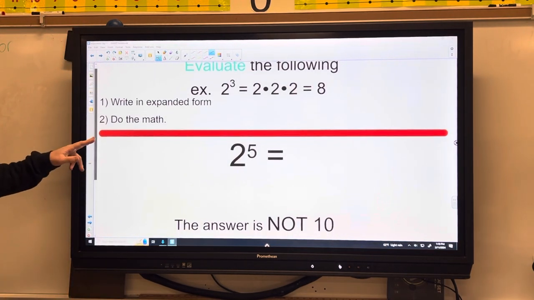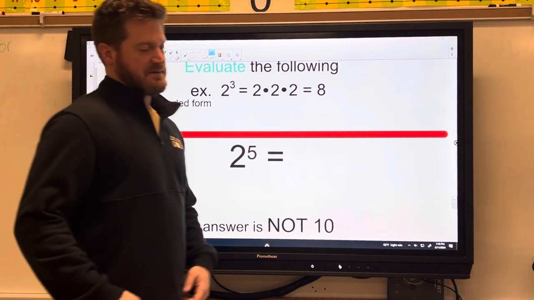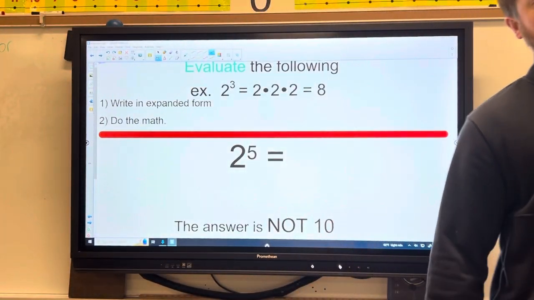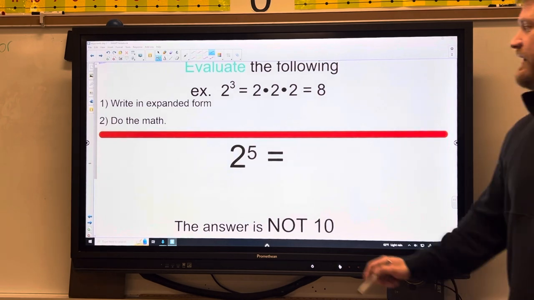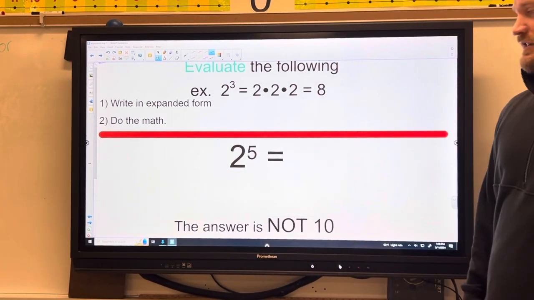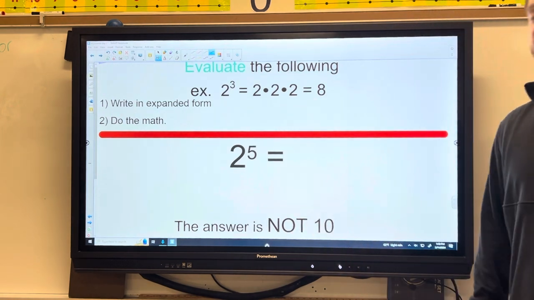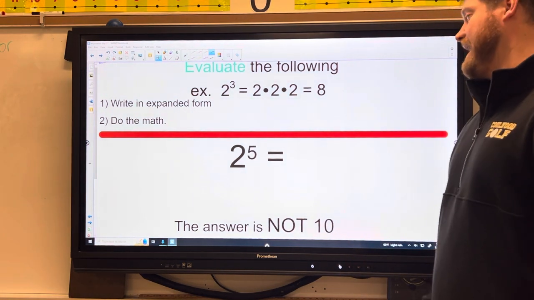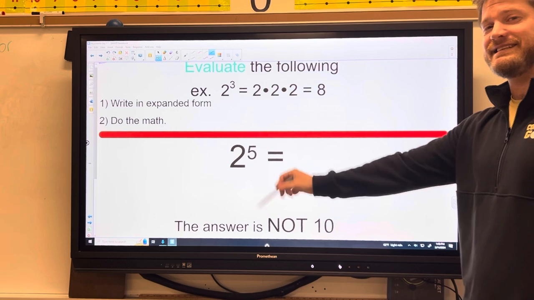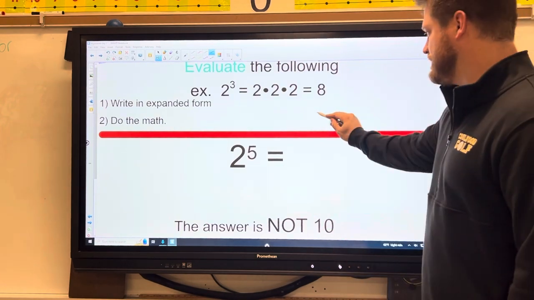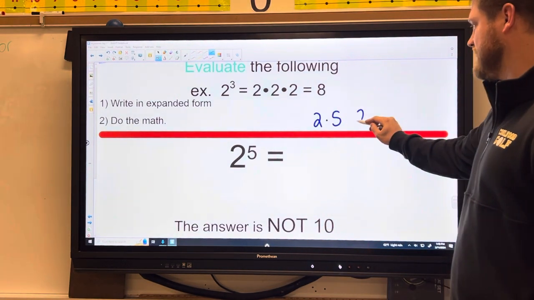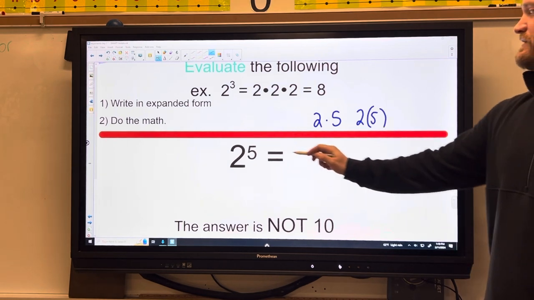Now the fun stuff, actually solving it. 2 steps. First, you want to write it in expanded form. It helps you organize your work. And then we're going to do the math afterward. We're just going to work left to right after we write this all out. Okay. Common answer, students want to write down 10 for 2 to the 5th power. This does not say 2 times 5. 2 times 5 either looks like this or this. This is 2 to the 5th power.